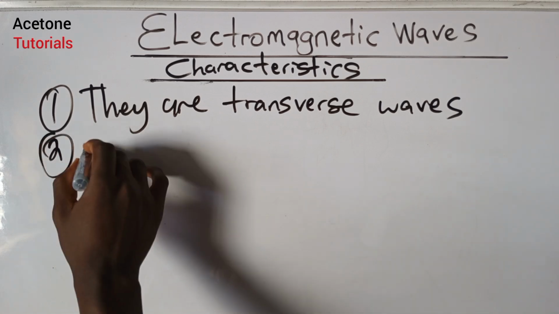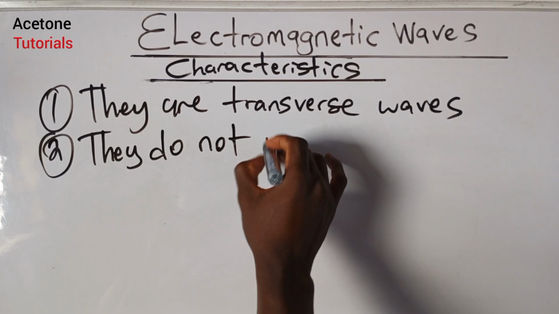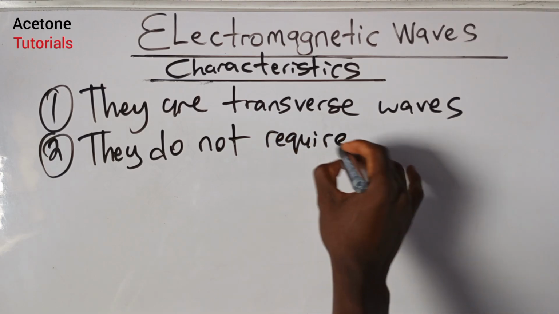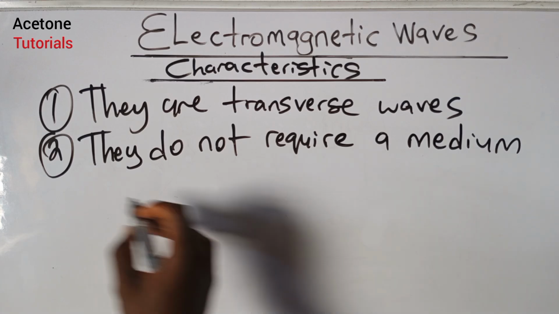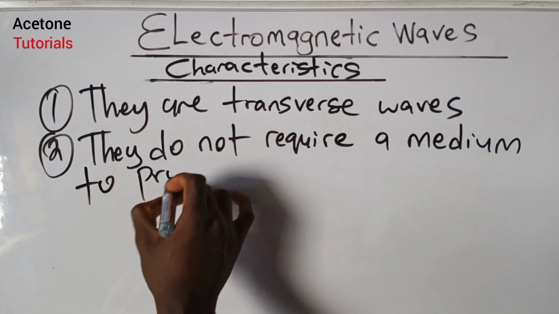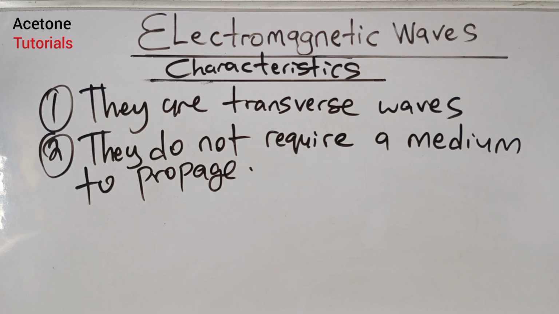2. They do not require a medium to propagate. Electromagnetic waves don't require a medium to propagate, meaning they can travel through a vacuum or empty space.